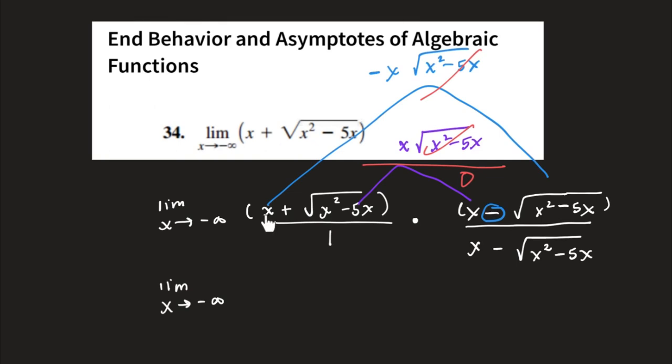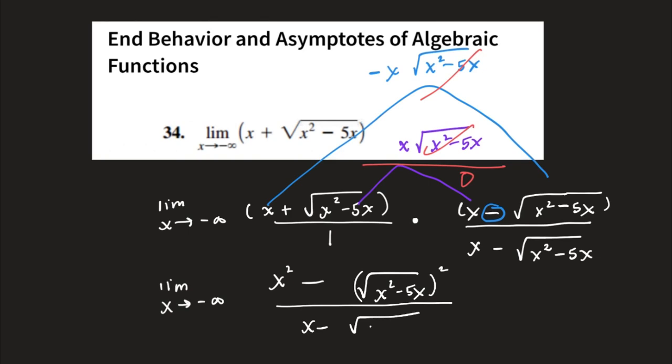And so then all you're left with is the first term, x times x, which gives us x squared, minus the square root of x squared minus 5x times the square root of x squared minus 5x, which is equivalent to x squared minus 5x quantity squared. And then remember, we got to keep that denominator of x minus the square root of x squared minus 5x.